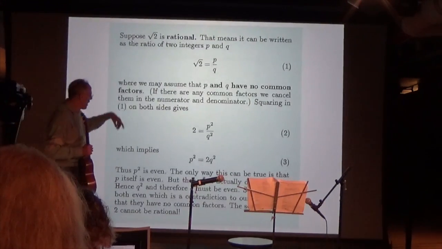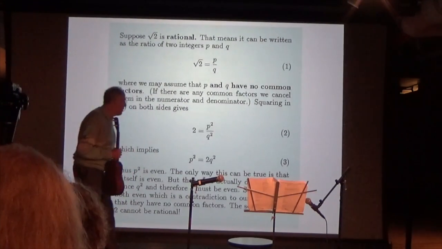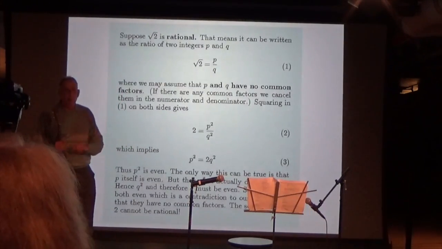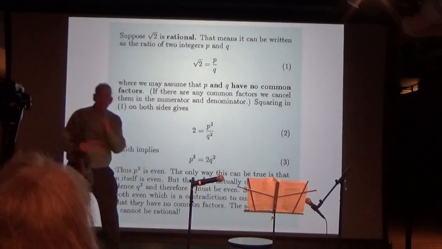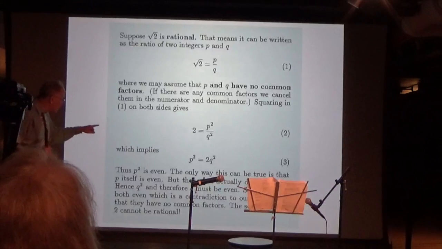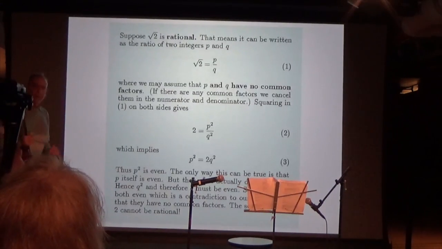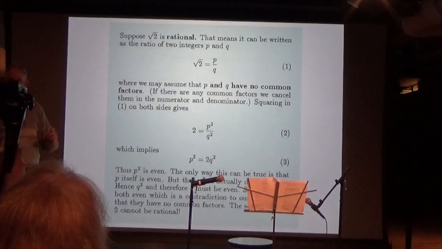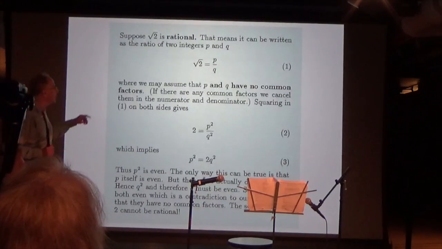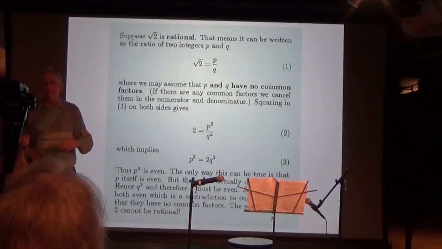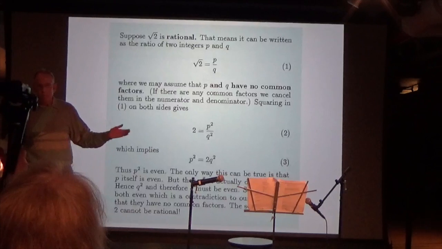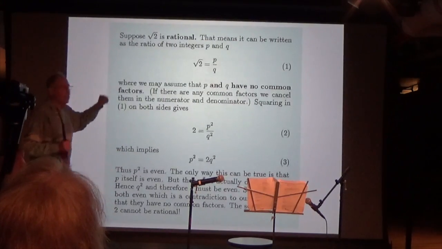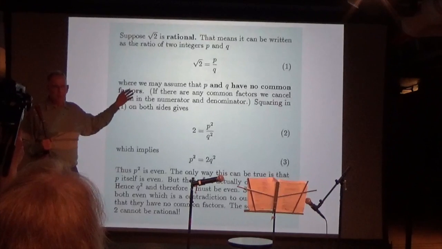And so if you square both sides of this equation, you get 2 is p squared divided by q squared, which implies that p squared is 2 times q squared. So p is an even number. And if you play around with it just a little bit more, it's very easy to see that q is an even number. Contradiction. We assumed that they had no factor in common. Suddenly we said, hey, they're both multiples of 2. Contradiction. Therefore, there is no p and q which is equal to the square root of 2.